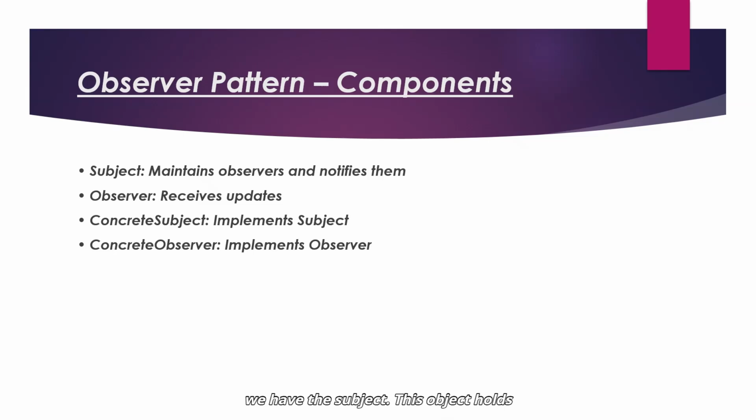First, we have the subject. This object holds the state and maintains a list of observers. It provides methods to add, remove, and notify observers. Next, the observer, an interface or abstract class that defines the update method, which is called when the subject changes. Then comes the concrete subject, an actual implementation of the subject interface containing the real business logic and state. And finally, concrete observer. These are specific implementations of the observer that update themselves when notified. By separating these responsibilities, we achieve low coupling and high flexibility.